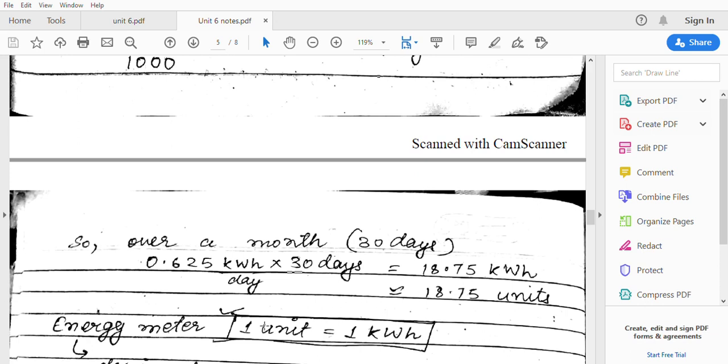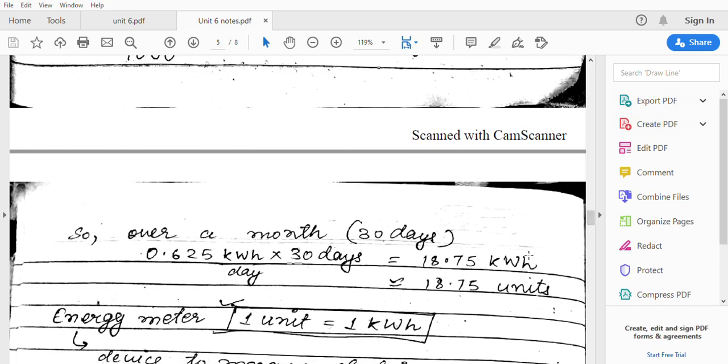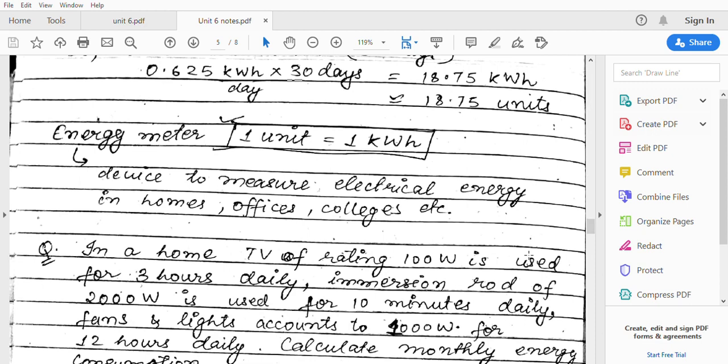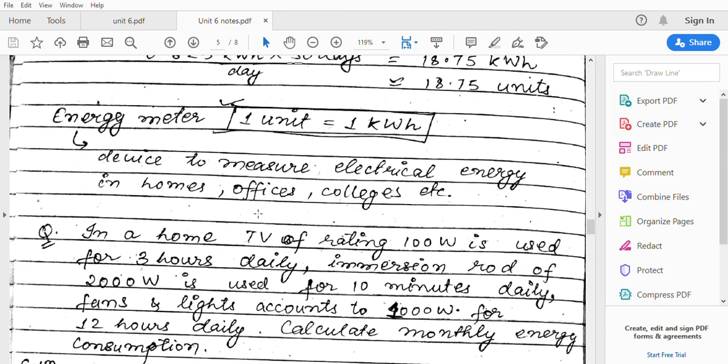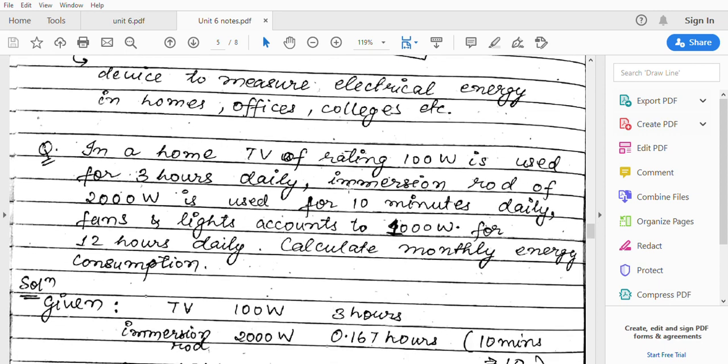Okay, so energy meter, one unit is 1 kilowatt hour. So if a TV in a month is consuming 18.75 units, you can calculate how much electricity bill you're going to get according to the tariff. So this is how an energy meter, a device which measures the energy, measures it in the form of kilowatt hour, which is known as 1 unit. So suppose there is a numerical.